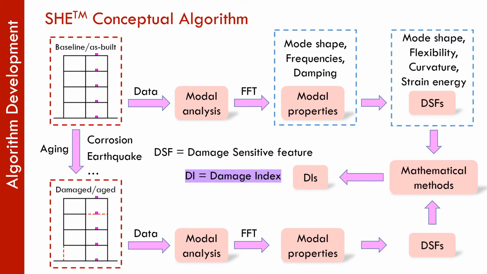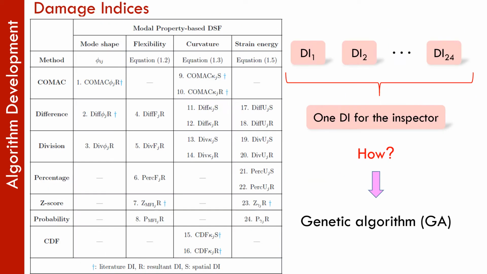Now let's talk about some of those damage indices. There are 24 that we've come up with. The ones with the blue cross are from literature, and the other ones are just variations on those. And the idea is that we have 24 three-dimensional damage indicators. So we have an X, Y, and Z for each of those.